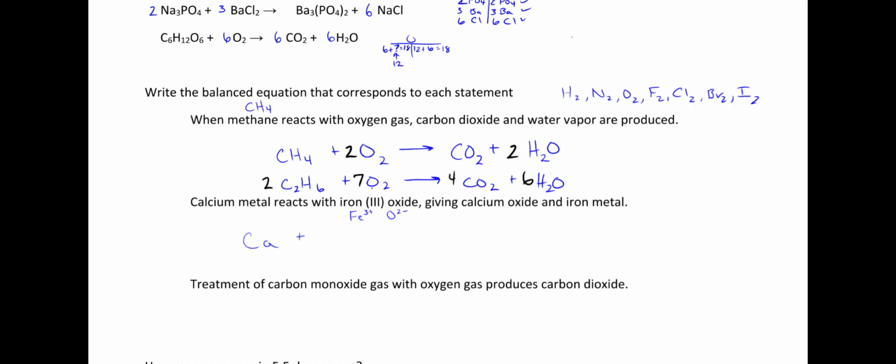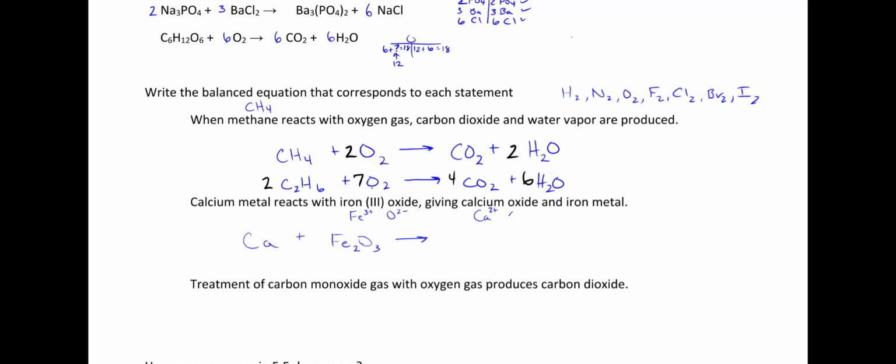So that means the formula of iron 3 oxide, we will just do our switching. So iron, we need 2 of them. And oxygen, we need 3 of. Remember, these charges don't appear in the final formula. This gives me calcium oxide and iron metal. So calcium, remember, was in group 2A. It only makes a 2 plus ion.